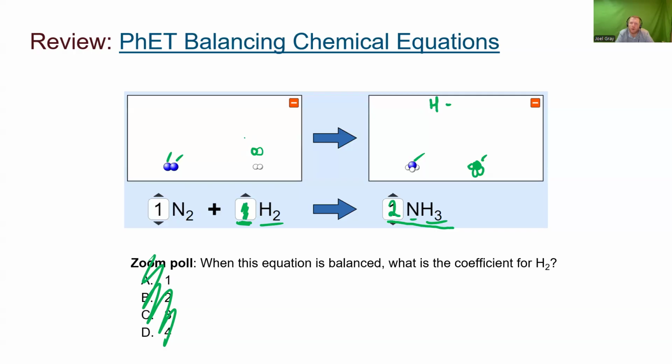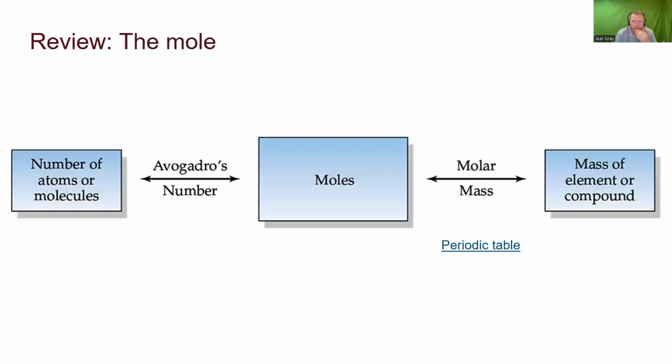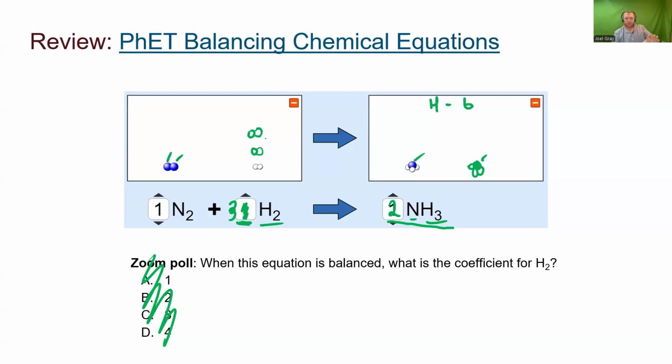So right now, what is my coefficient? 2. Okay, so what coefficient would I need to get an equal number of hydrogens on the reactants and product side? What coefficient should I use? DDA, perfect, 3. If I put a 3 here, then I've got 6 hydrogens. Wonderful. Okay, so that's what we want to be able to do. We want to be able to balance this.